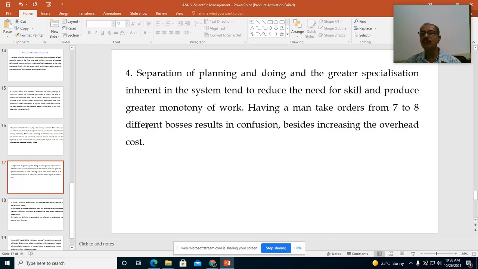Separation of planning and doing and the greater specialization inherent in the system tend to reduce the need for skill and produce greater monotony of work. Having a man take orders from 7 to 8 different bosses results in confusion besides increasing the overhead cost. That is what I was trying to point out: Taylor suggested that for each functional area there should be a different foreman guiding the worker. But if a worker is getting directions from 7 to 8 foremen, definitely he is going to be confused.